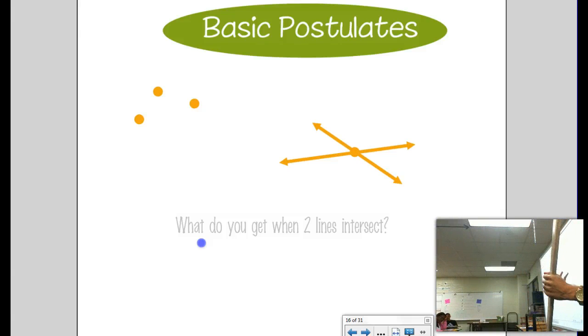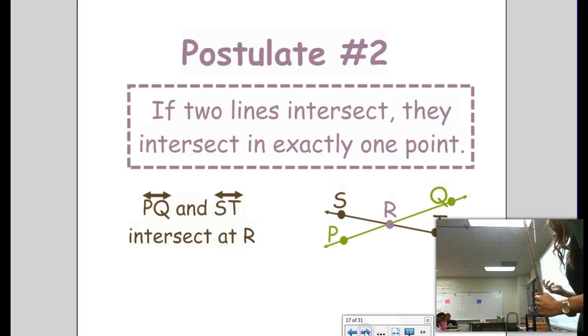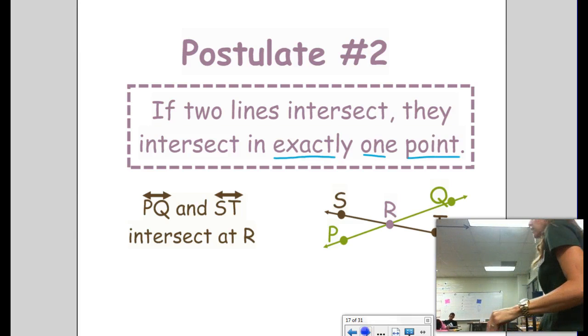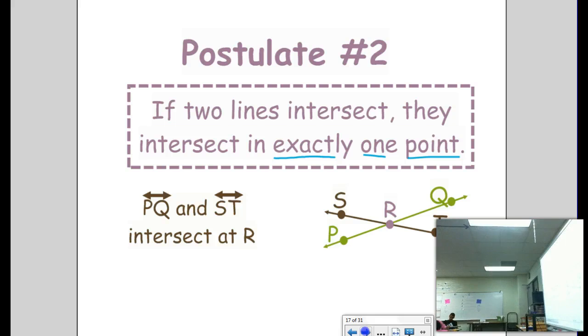It's a location. So, it's really common sense, isn't it? If 2 lines intersect, they intersect in exactly 1 point. Goodness, that's easy. We can handle this. You're in math class and you haven't touched a calculator yet. Isn't that crazy?